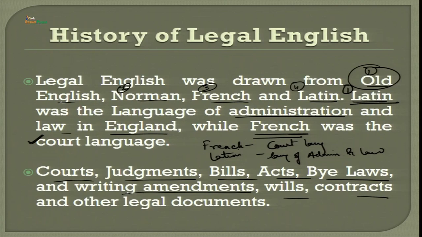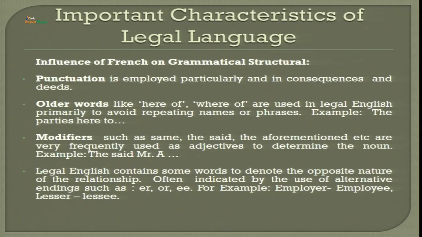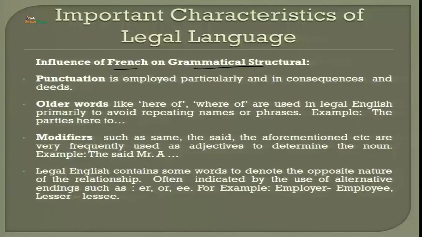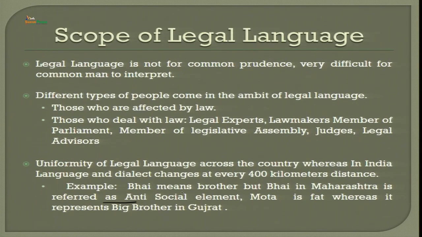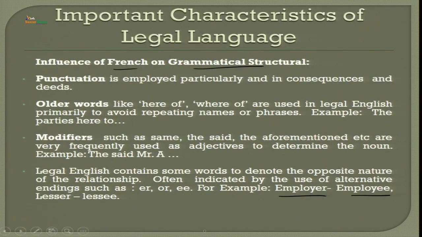So this is the history of legal English, and now we are going to see the important characteristics of legal language, although we have done this in previous lectures also. We have seen the French influence on grammatical structure. We have seen punctuation, older words, and modifiers, using adjectives and modifiers with nouns. Then we have words like employer, employee, lessor, lessee. This is again an example of reciprocal words. Although in my previous lecture I have already explained the characteristics of legal language, a revision of everything is very much required.